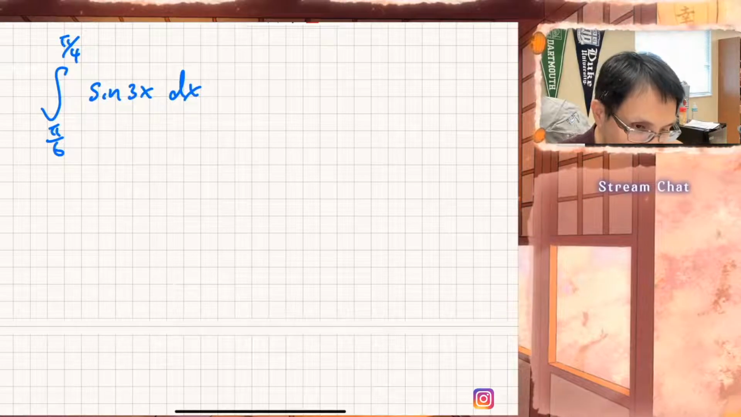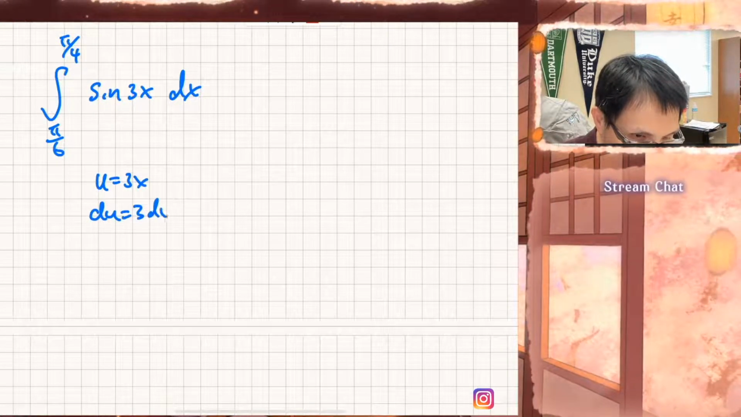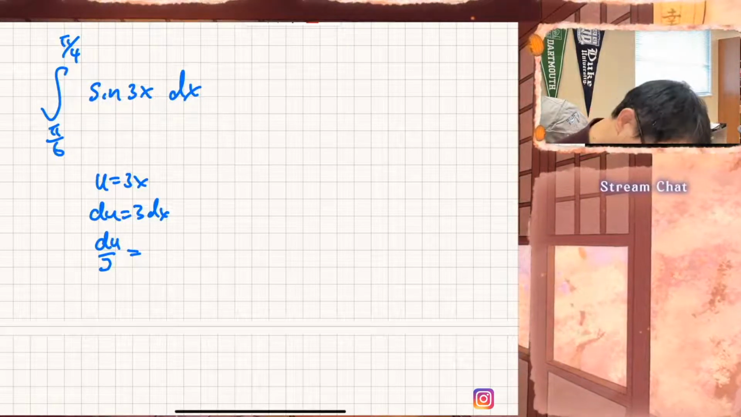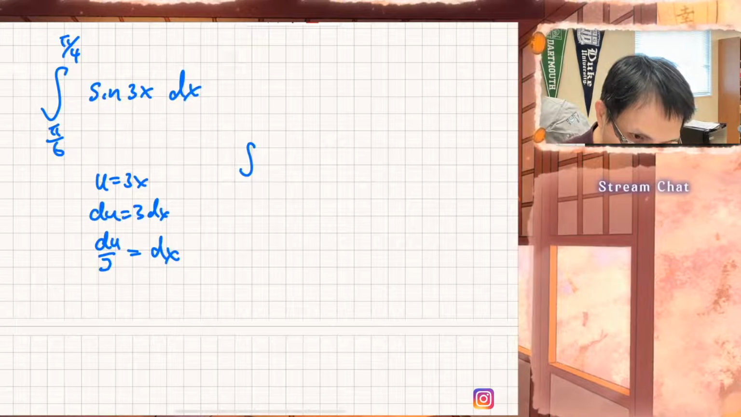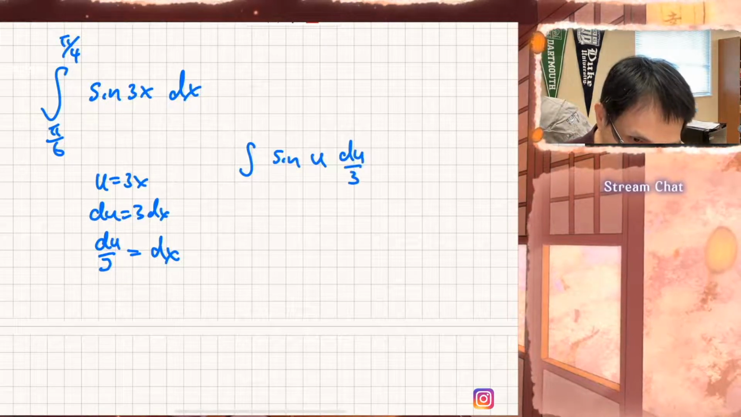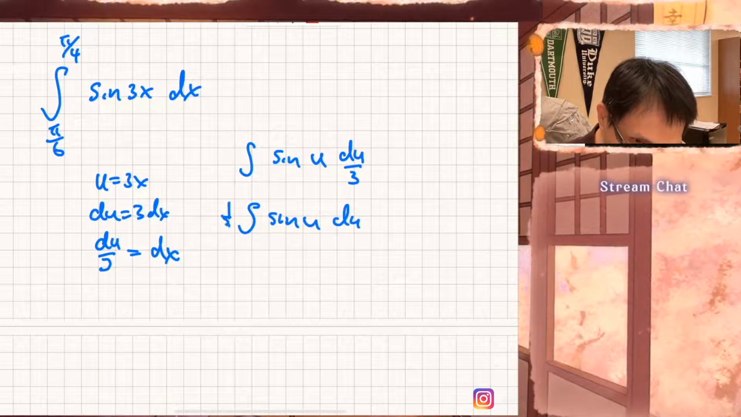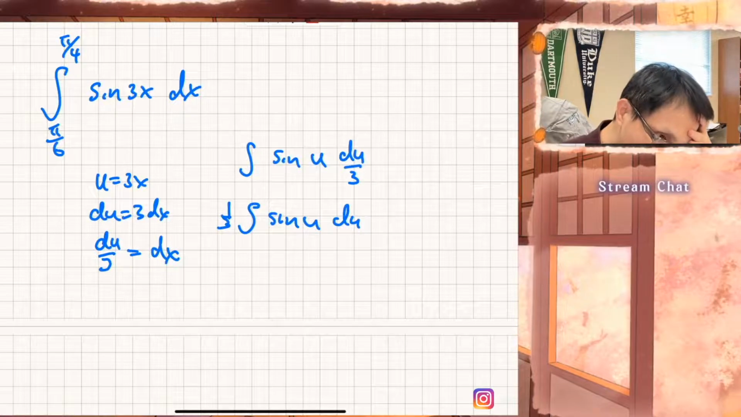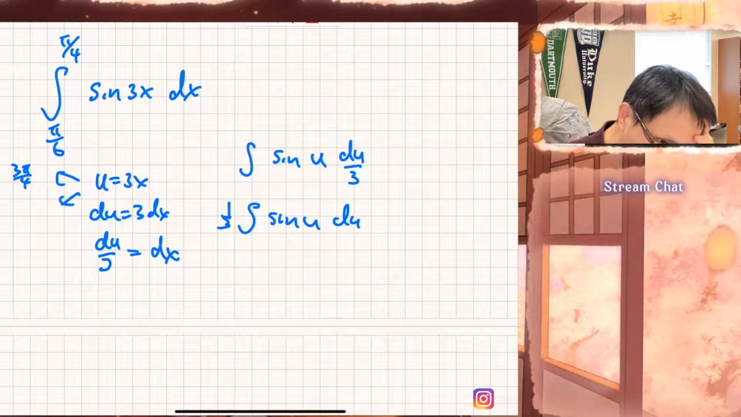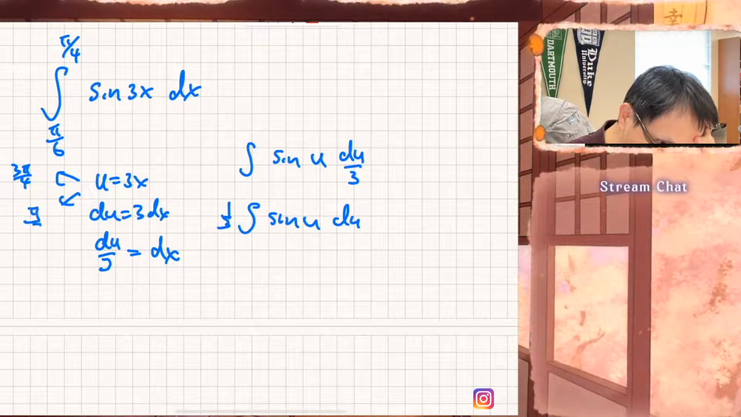Then you can say u is equal to 3x, du equal to 3 dx, du over 3 equals dx. So therefore it's going to be sine of u and this du over 3. So this integration is the integral of sine of u du, take out 1 third, times 1 third. I'm going to change your boundary, so that's going to give you 3 pi over 4, and the other boundary is going to give you pi over 2.